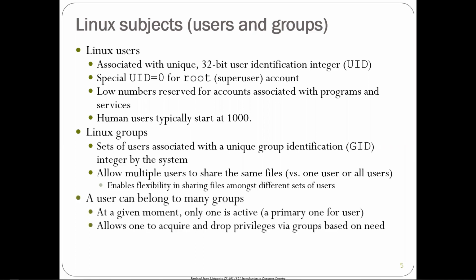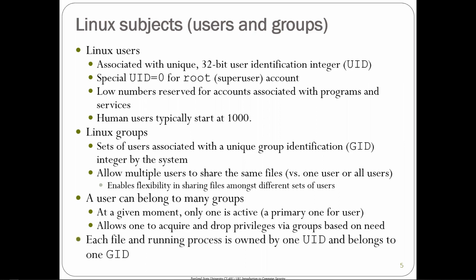A user can belong to many different groups, again to support the flexibility of file sharing under different contexts. At a given moment in time, only one group is active for a particular user: a primary group is activated. One of the nice things about groups is that it allows a user to acquire and drop privileges based on what the user is trying to do on the system. It can activate different groups. Each file and running process is owned by exactly one UID and belongs to one GID at a time.